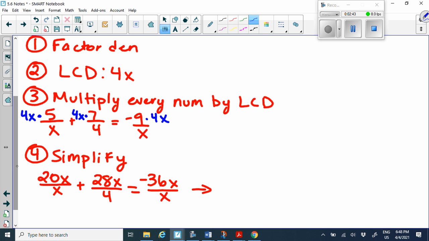Okay. So now I simplify. On my first fraction, my x's cancel out, so I'm left with 20. 28x over 4 simplifies to plus 7x. And then negative 36x over x, the x's cancel.